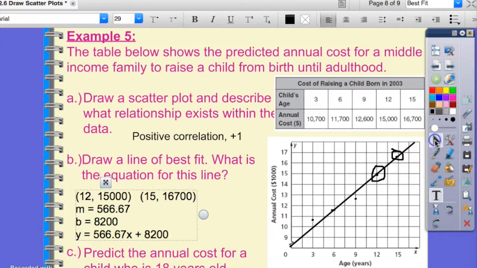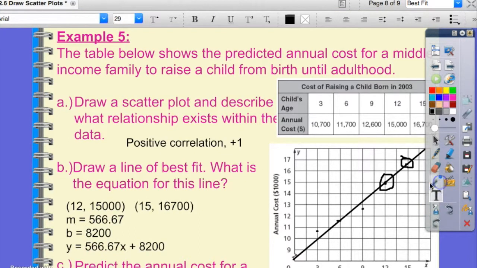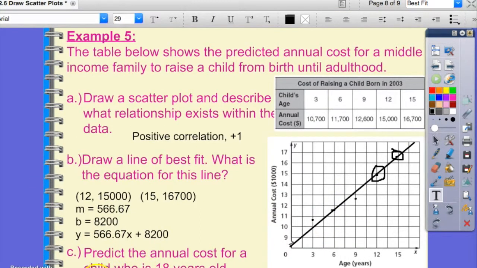y equals $566.67 times x plus 8,200. All right, that's my equation for the line. And these are the 2 points I used. So that means what? Every year you pay almost $567 for every year of their life. The last part, a lot of times we like to do predictions.